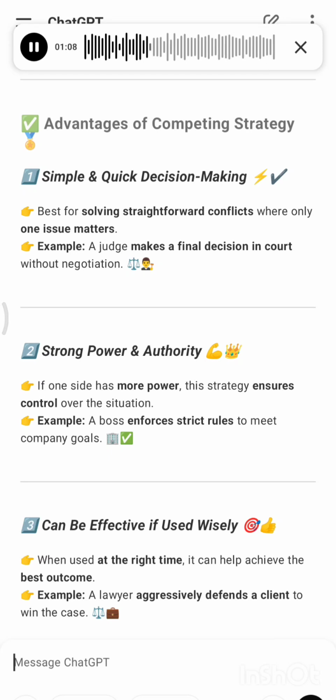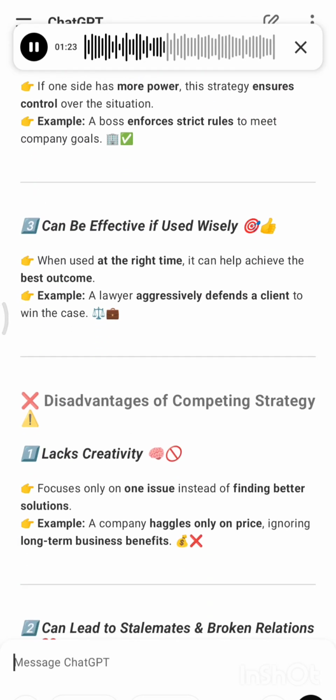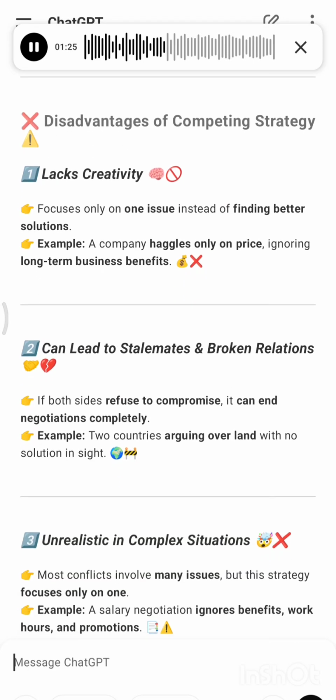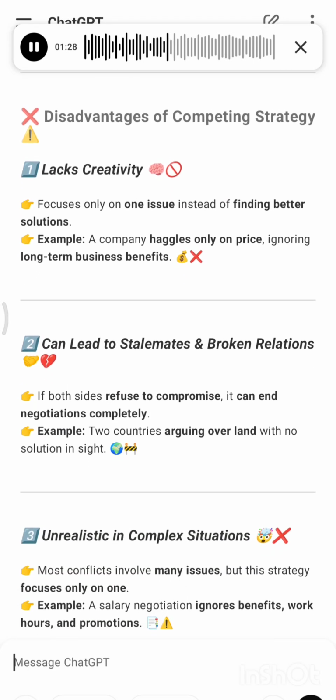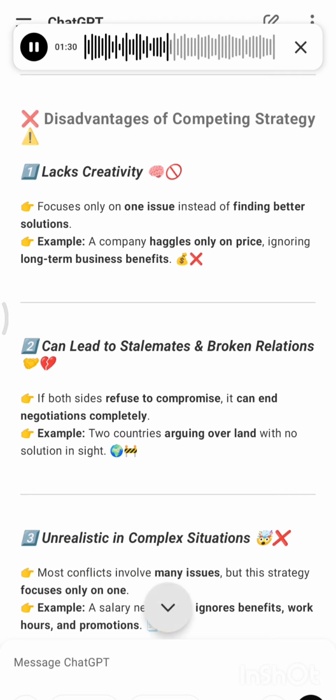3. Can be effective if used wisely. When used at the right time, it can help achieve the best outcome. Example: a lawyer aggressively defends a client to win the case. Disadvantages of the competing strategy. 1. Focuses only on one issue instead of finding better solutions. Example: a company haggles only on price, ignoring long-term business benefits.